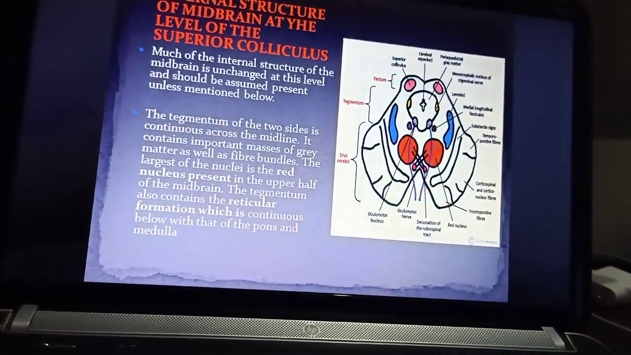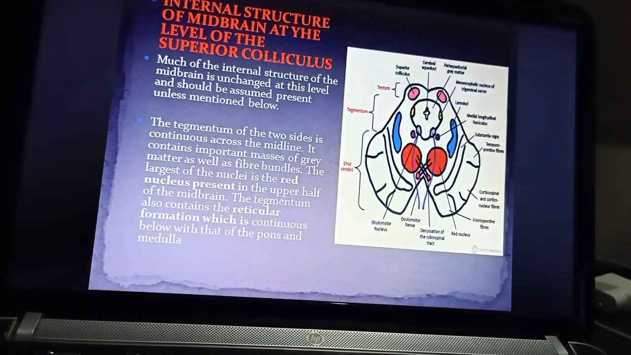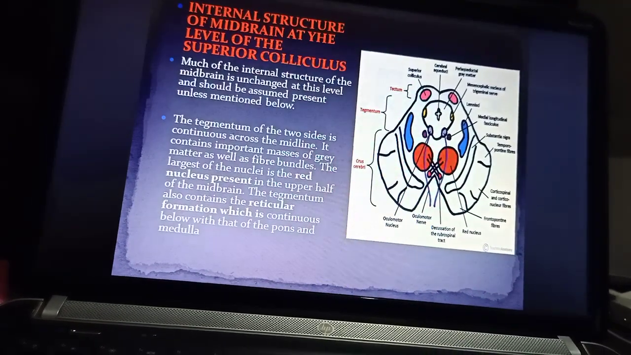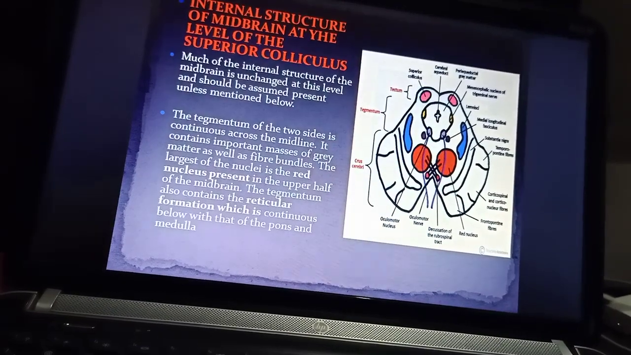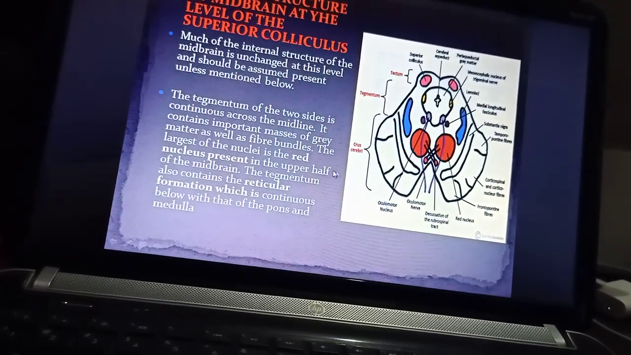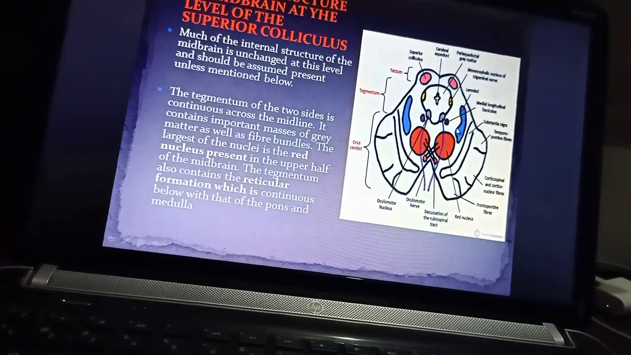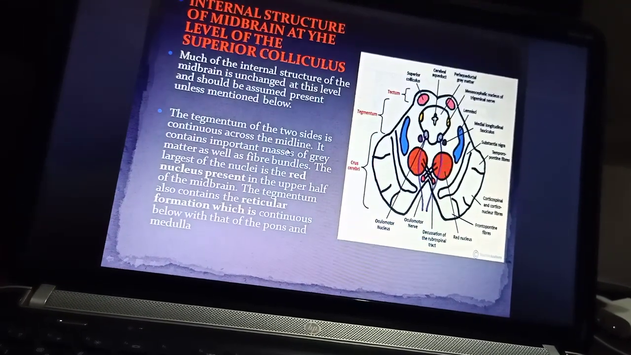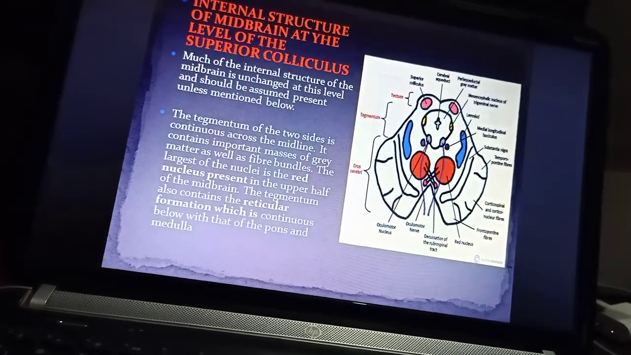Internal structure of the midbrain at the level of the superior colliculus. Much of the internal structure of the midbrain is unchanged at this level and should be assumed present unless mentioned below. In the crus cerebri, there are no changes. The substantia nigra is the same. Some changes occur in the tectum and tegmentum. The tegmentum of the two sides is continuous across the midline. It contains important masses of grey matter as well as fiber bundles.